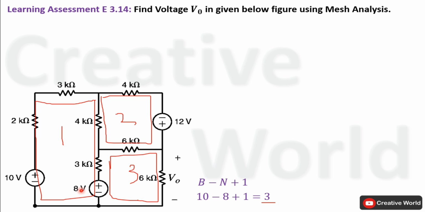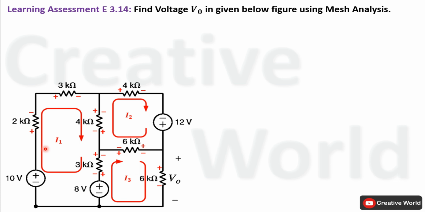In the second step, we have to assume currents along with their directions in these meshes. So I am assuming current I1 is flowing through this mesh, current I2 is flowing through this mesh and current I3 is flowing through this mesh, and all of these currents are flowing in clockwise direction. According to the direction of current, polarity notation across resistive elements is marked.